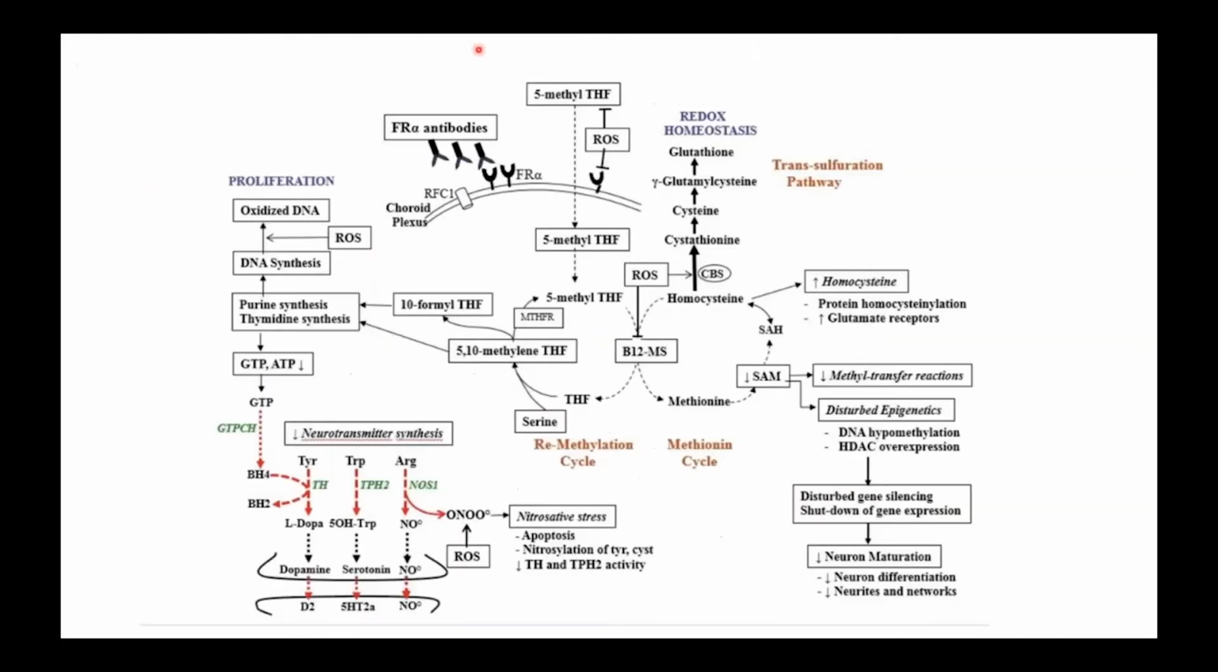So this will happen when 5-methyl-tetrahydrofolate transport to the brain is blocked by these antibodies. It will cause, on one hand, a lot of changes in the intermediary metabolism like methionine and remethylation cycles, but it will also reduce the purine and thymidine synthesis, with lower production of GTP and ATP, which are precursors of the tetrahydrobiopterin cofactor, the common cofactor for the synthesis of dopamine, serotonin, and nitric oxide.